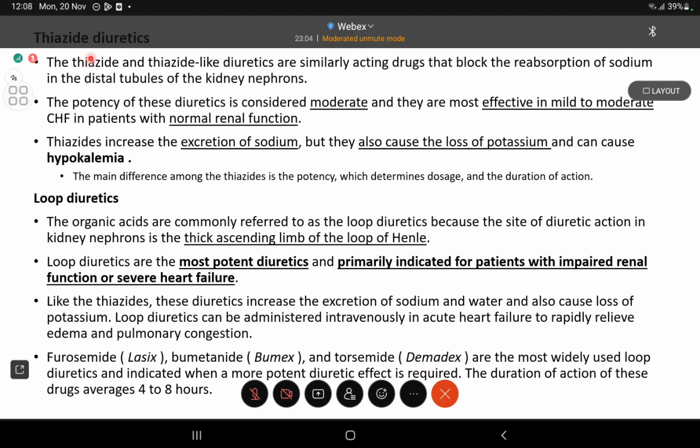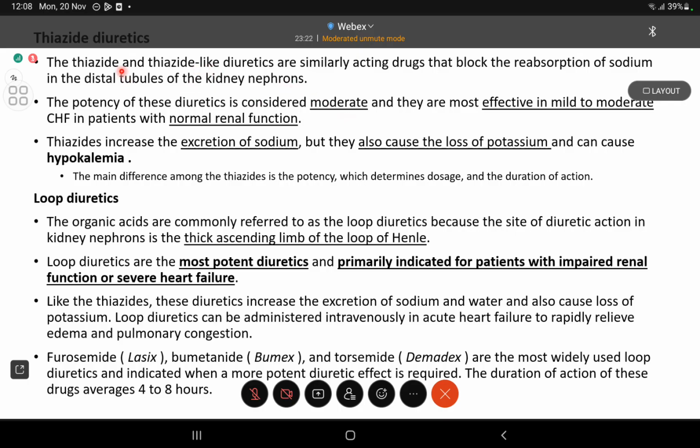So the first diuretic drug is thiazide or thiazide-like diuretic. Why do they call it thiazide-like diuretic? Because the actions are quite similar. That's why they call it thiazide-like diuretic.